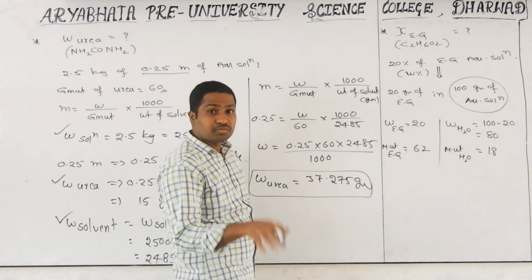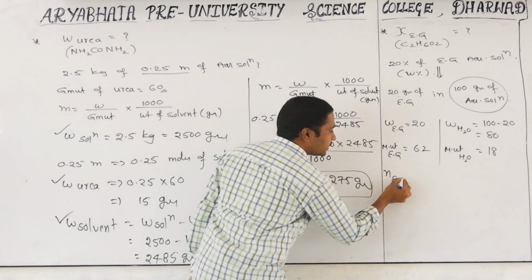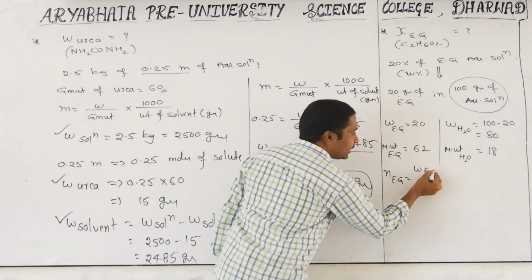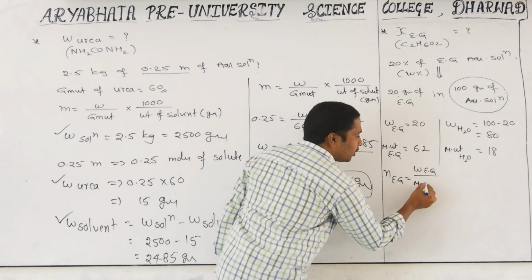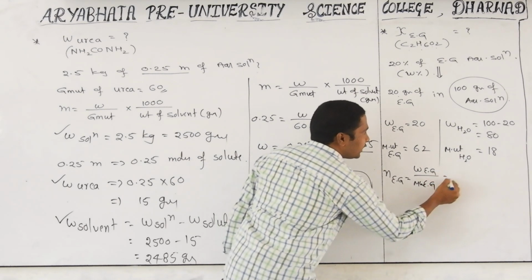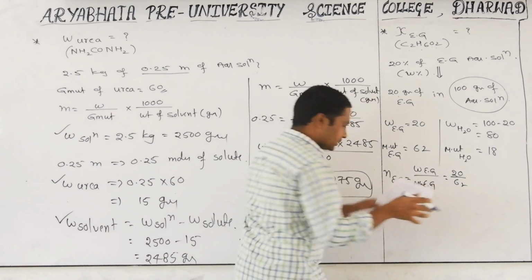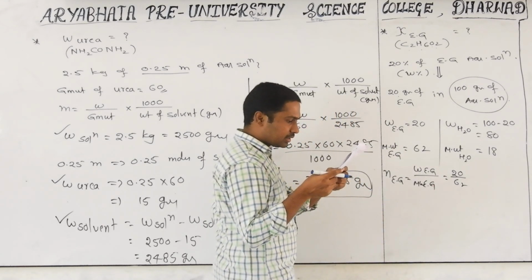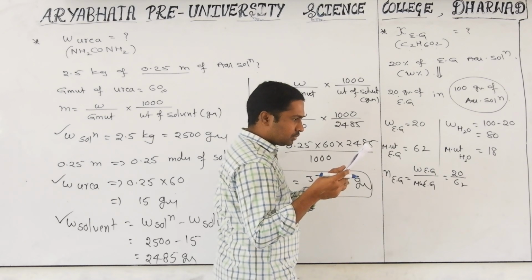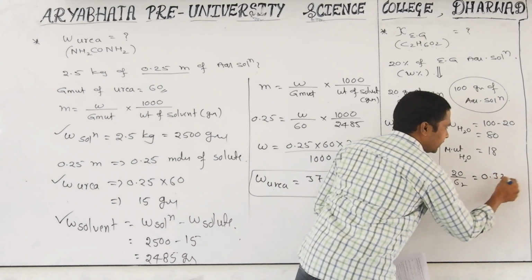But mole fraction means we have to consider the number of moles. For that, I am doing number of moles of ethylene glycol is equal to the formula: weight of the ethylene glycol by molecular weight of ethylene glycol. What is coming then? 20 by 62 is coming. Okay, this one means it's nothing but 20 by 62, which is 0.322. 0.322.